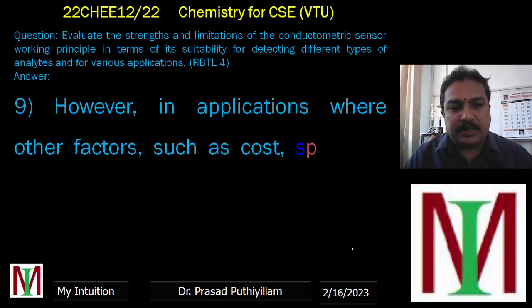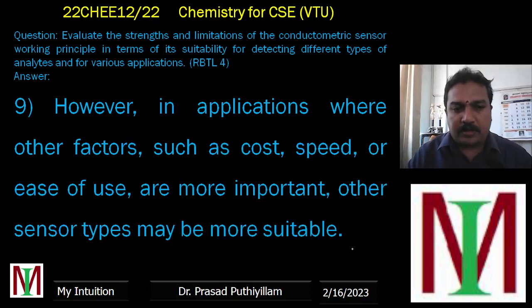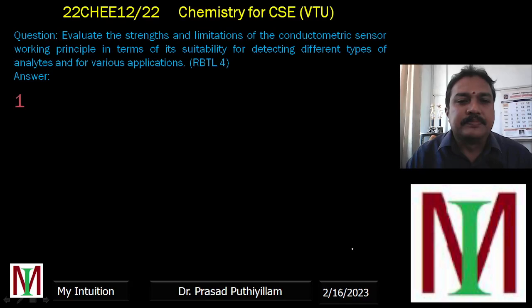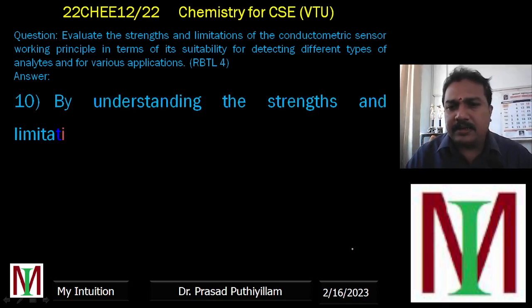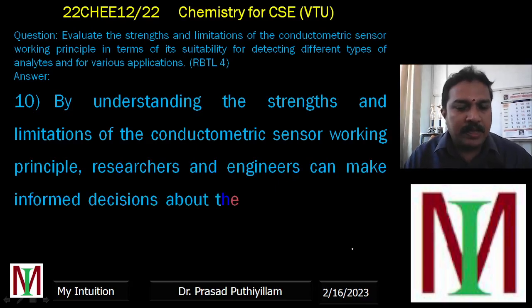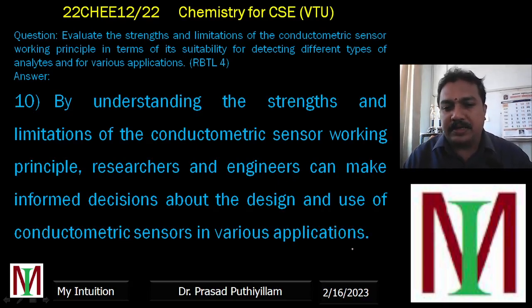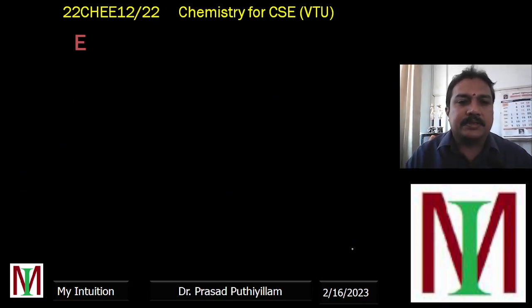However, in applications where other factors such as cost, speed, or ease of use are more important, then we have to go for a sensor other than the conductometric sensor. By understanding the strengths and limitations of the conductometric sensor working principle, researchers and engineers can make informed decisions about the design and use of conductometric sensors in various applications.